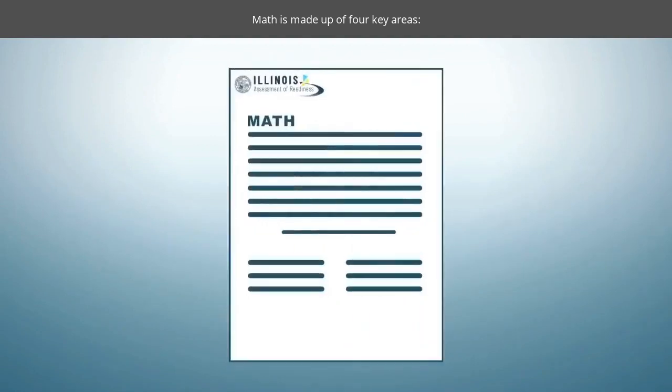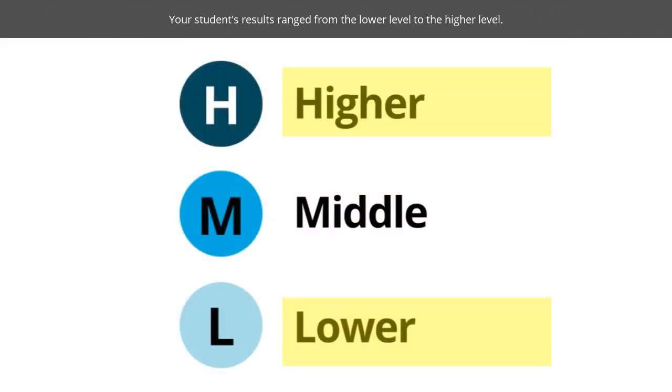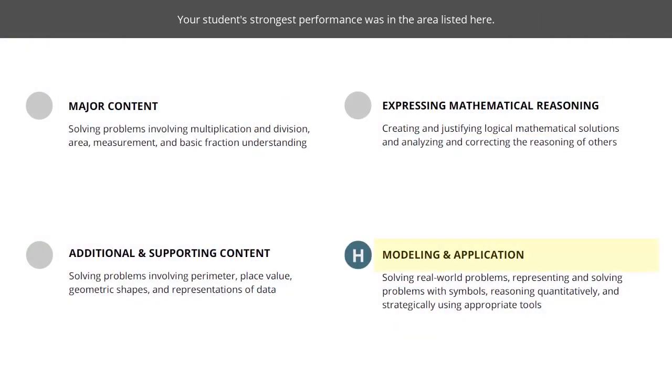Math is made up of 4 key areas: major content, additional and supporting content, expressing mathematical reasoning, and modeling and application. Your students' results ranged from the lower level to the higher level. Remember the recommendations about speaking with your students' teachers about their scores in these different areas. Your student's strongest performance was in the area listed here. Here is where your students scored in the middle range. They scored in the lower range in this area.